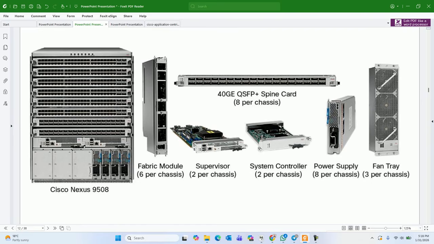Yes. No, they are not equal. They are different. We have two supervisors, two system controllers. Yes. It's a standard for redundancy purposes. You will see them installed. We can't have more than that. Okay. Yeah. You're welcome.